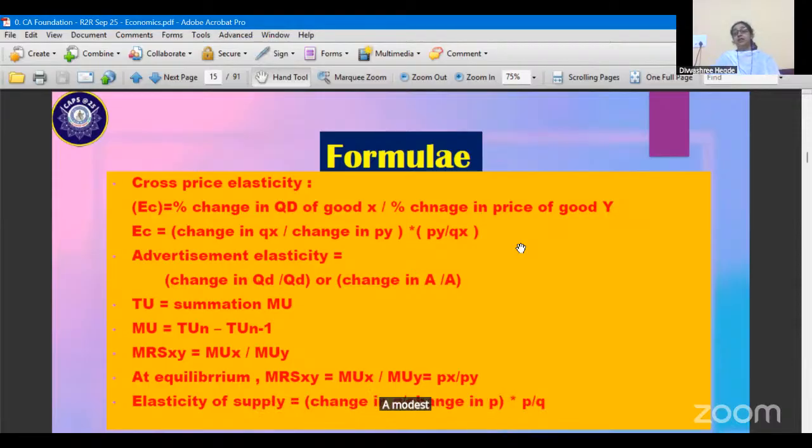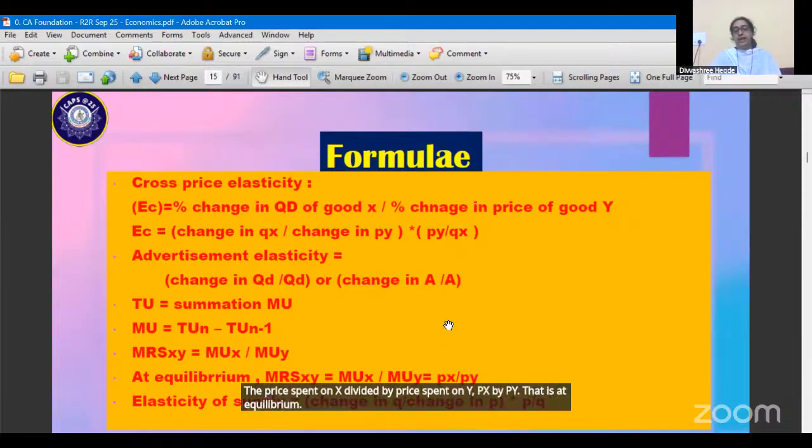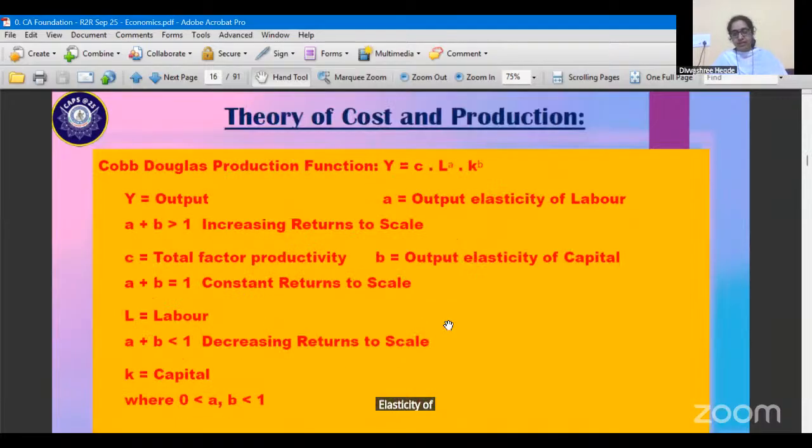MRSxy, marginal rate of substitution, is MUx divided by MUy. So at equilibrium, what happens? MRSxy is equal to MUx divided by MUy, which should be equal to the price of X divided by the price of Y, Px by Py. That is at equilibrium. Elasticity of supply is the same as for demand. And theory of cost and production.